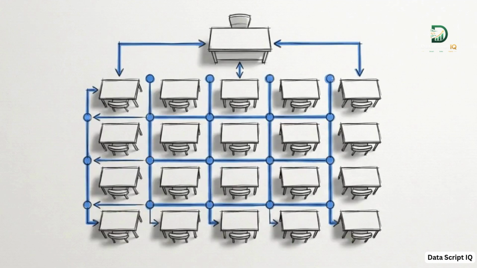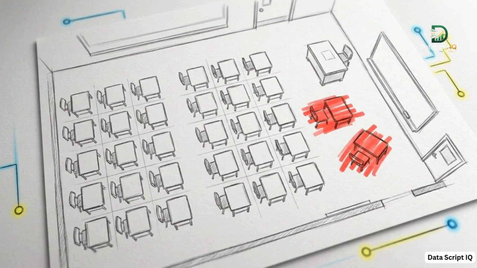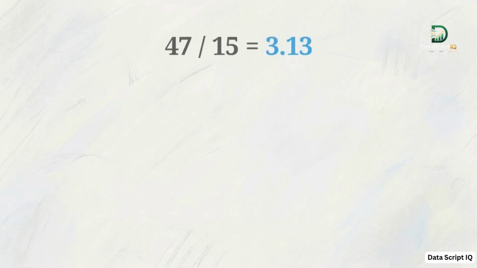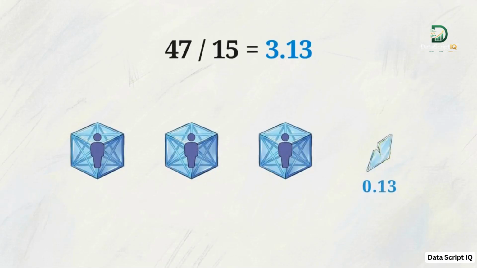Next, we need to solve a capacity problem. Each trainer can handle 15 learners, and we need to know exactly how many staff members are required for our 47 students. Standard division tells us we need 3.13 trainers. While mathematically accurate, you cannot hire a fraction of a person.